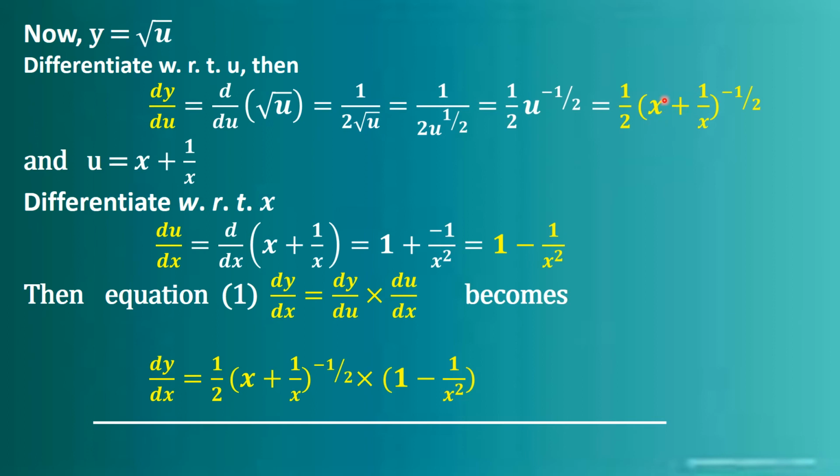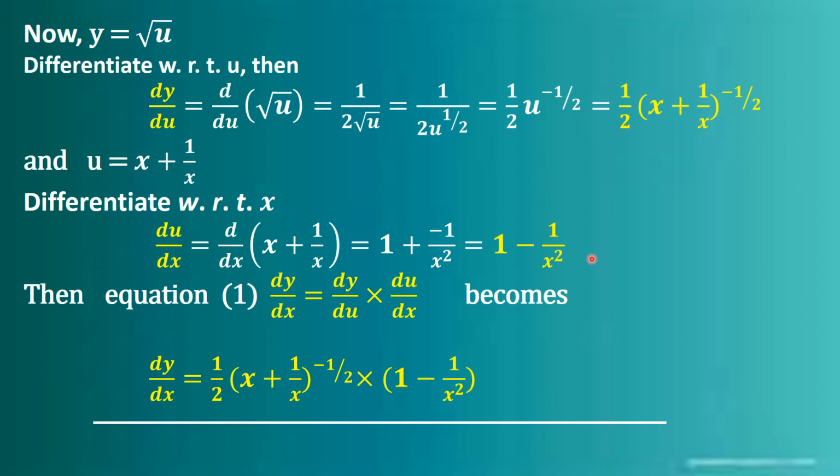Now u we will consider, and differentiate with respect to x. du by dx will be the derivative of x plus 1 by x. This is a simple function, a sum of two simple functions, so we can differentiate it easily by finding the derivative of each term. Derivative of x is 1, derivative of 1 by x is minus 1 by x square, so it is equal to 1 minus 1 by x square.